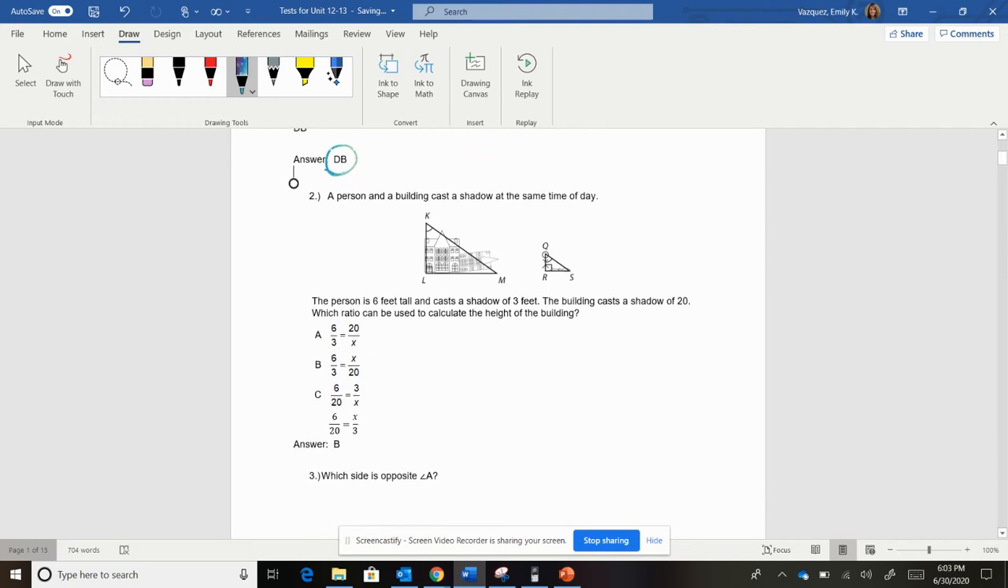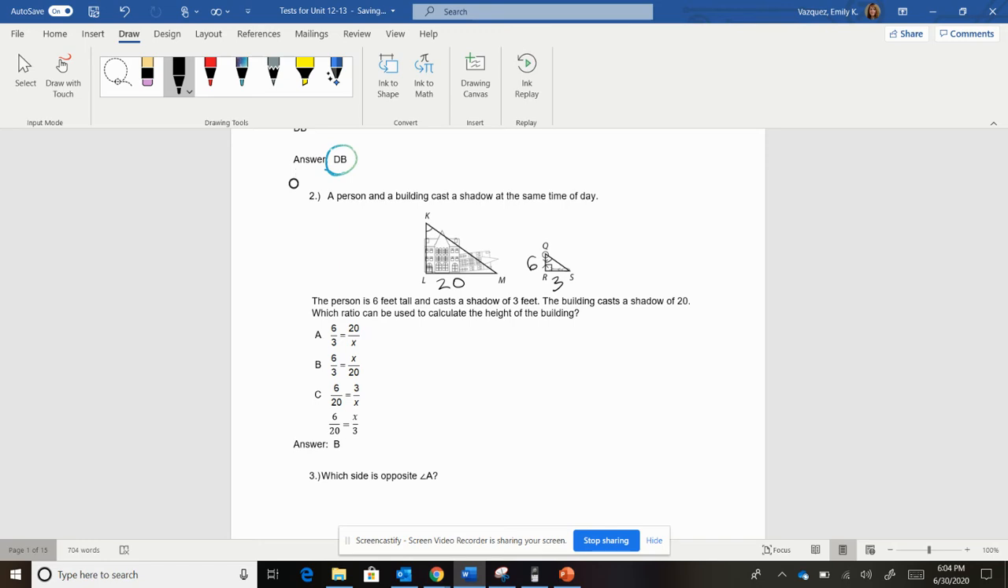Okay. Number 2, a person in a building casts a shadow at the same time of day. The person is 6 feet tall and casts a shadow of 3 feet. So you notice this question doesn't actually have the numbers attached to the triangles. So I'm going to read a little bit of the word problem and then write on my question, okay? So the person is 6 feet tall. Here's the person. And casts a shadow of 3 feet. So the person casts a shadow of 3 feet. The building casts a shadow of 20. Which ratio can be used to calculate the height of the building?